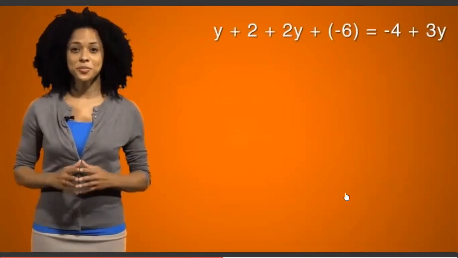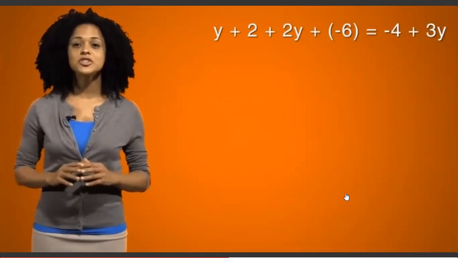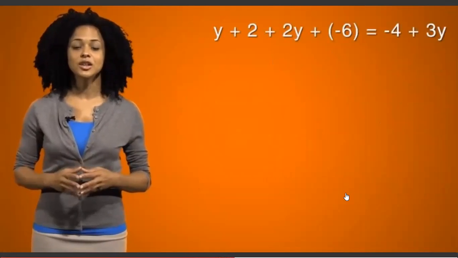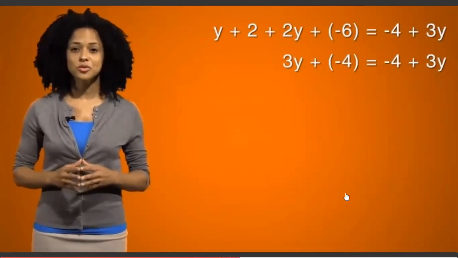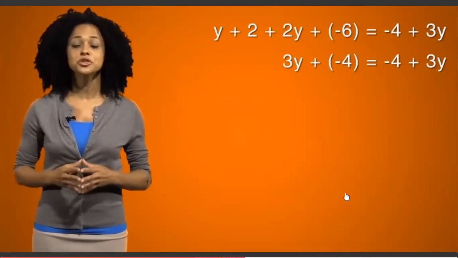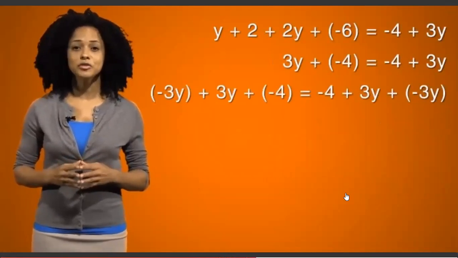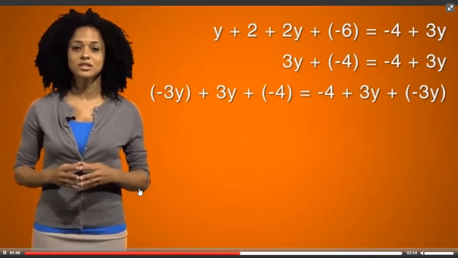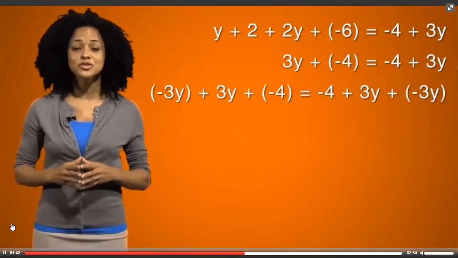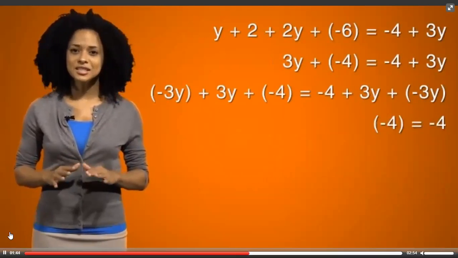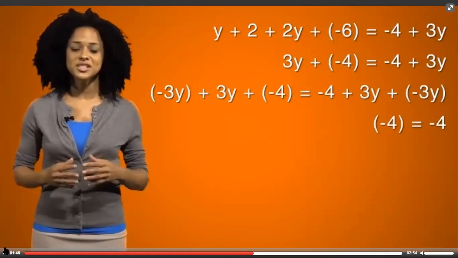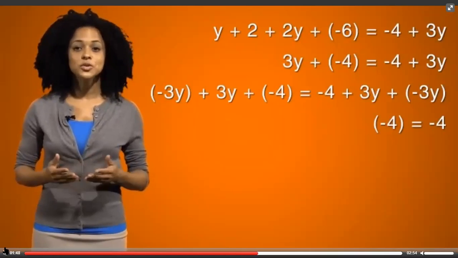Here's another example. In this equation, after simplifying each side of the equation, we get 3y plus -4 equals -4 plus 3y. Then when we isolate the variable term by adding -3y to each side of the equation, the variable terms again cancel each other out. This time, however, we're left with a true statement. -4 equals -4.